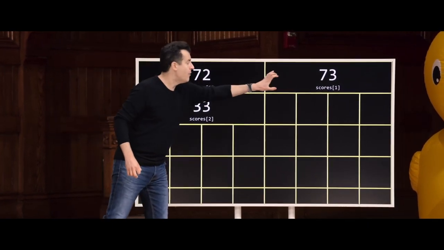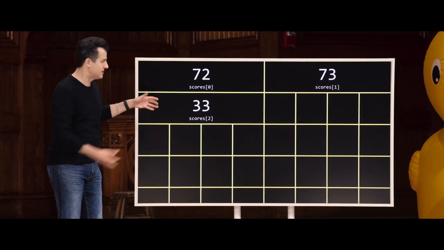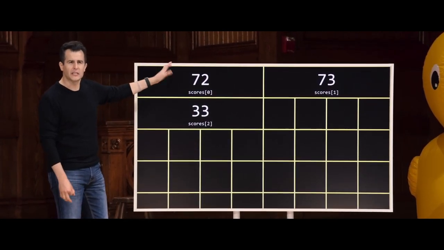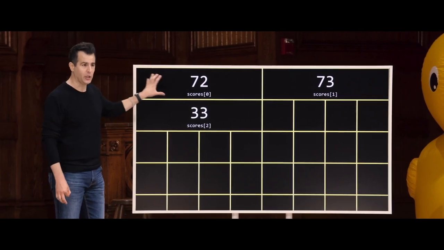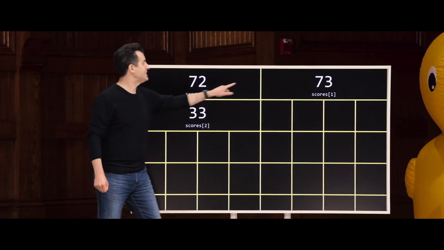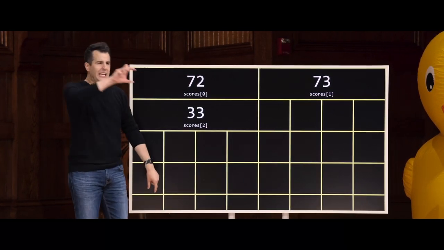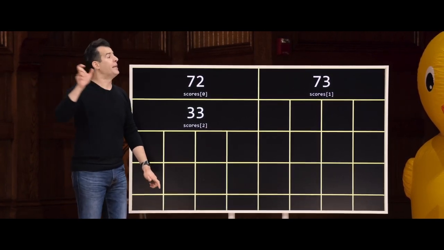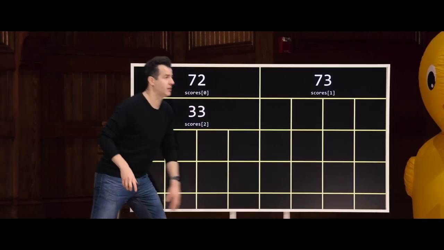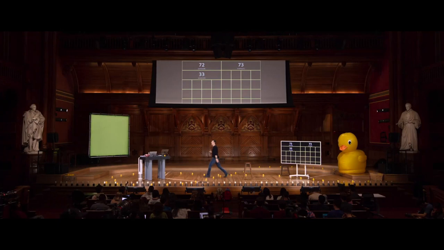But this is key. The memory is contiguous. It's only the screen is only so large, so it wraps around. But physically, digitally, the memory is contiguous, top to bottom, left to right. And that's important. Why? Because the brackets indicate 0, 1, 2, that each of these integers is just one integer away from the next. It can't be randomly down here all of a sudden. It's got to be back to back to back.